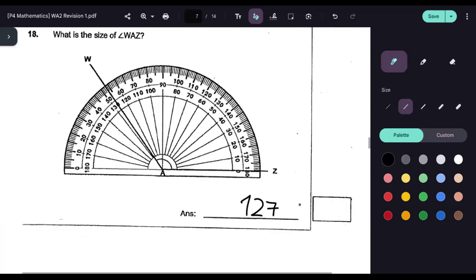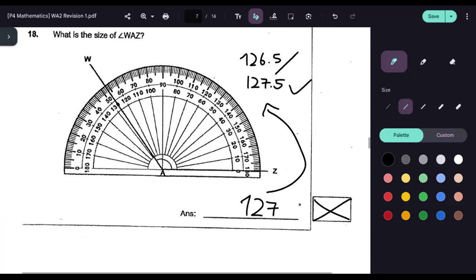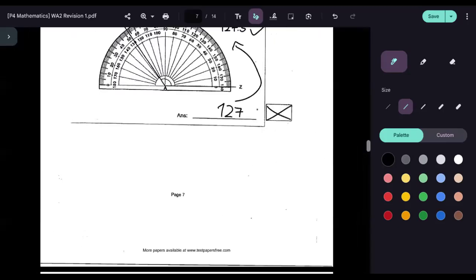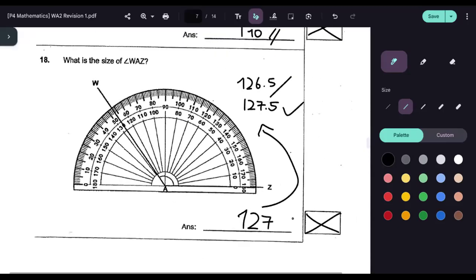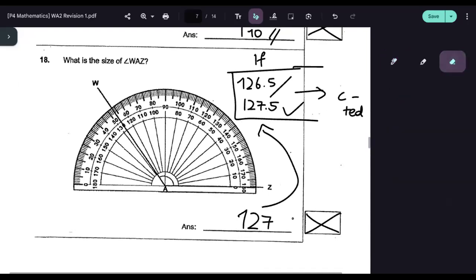If you give me 126.5 or 127.5, I will give it to you. Okay, meaning to say I'll mark you correct lah. If you give these two values, okay, it will be accepted. Because I understand sometimes the thing is a bit hard to read.